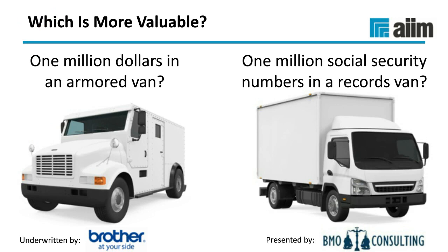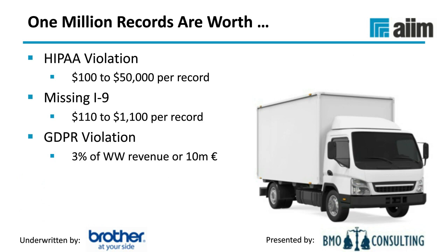An armored van with $1 million, or a records van with 1 million Social Security records inside? When you think about those two, the way we handle those assets differs. You have two drivers, usually armed, moving $1 million around. But when you're moving around Social Security records or health records in a records van, you really don't have that level of security. It's interesting to find out that 1 million Social Security records is pretty much equal to $1 million. But when we start looking at some other documents, those costs start to increase.